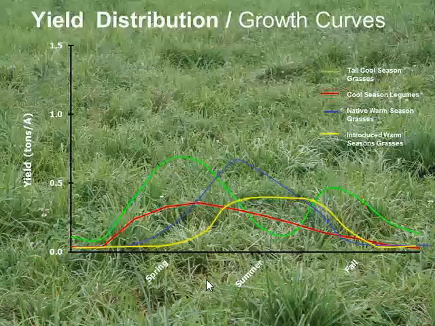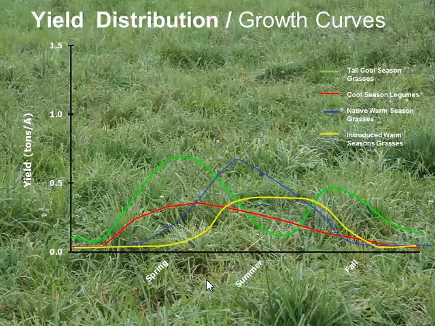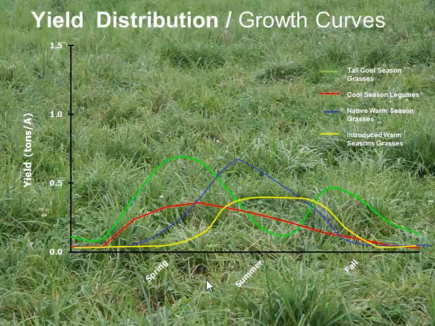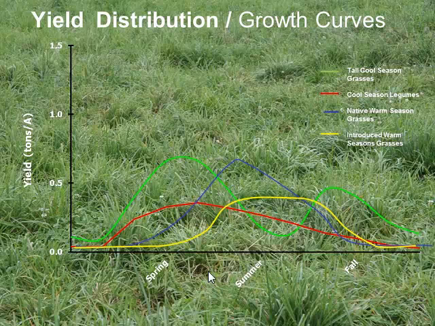So we know from some of Jim Garish's work and some other land-grant universities that we do have differences in growth between tall, cool season grasses, cool season legumes, native warm season grasses, or introduced warm season grasses, depending on where they grow. So very different growth curves. So it really matters what that growth curve is and what that yield is. That's greatly going to affect how much forage is available for the livestock for that farmer.